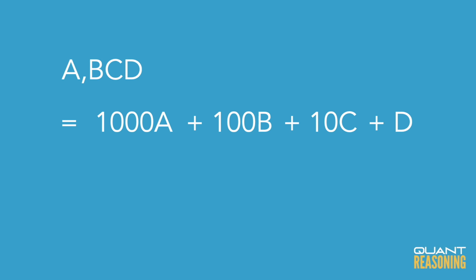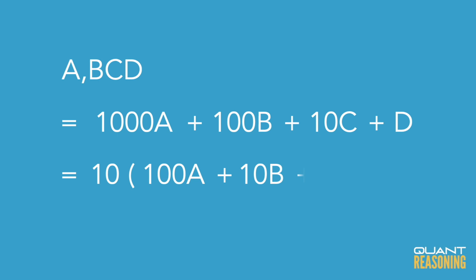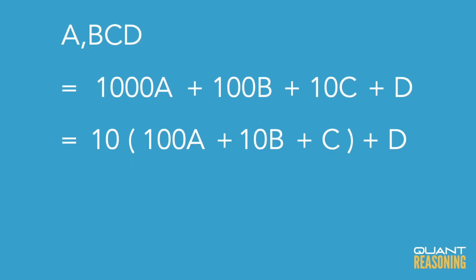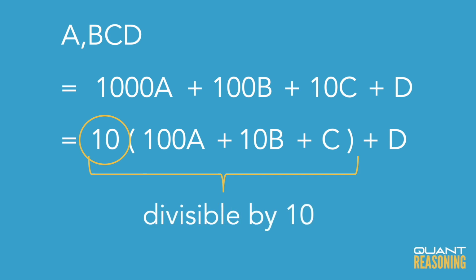And we could rewrite that, taking a 10 out as a common factor for those first 3 letters. You could write it as 10 times (100A plus 10B plus C), plus D. Now, the left chunk of this number is obviously divisible by 10, because we have 10 out as a common factor there. Since both 2 and 5 are factors of 10, the left side chunk is obviously divisible by 2 and by 5.